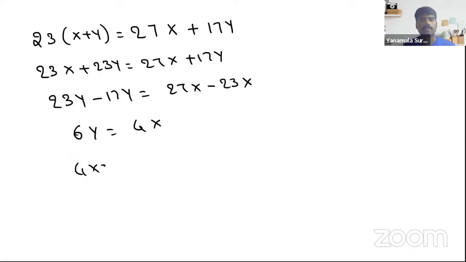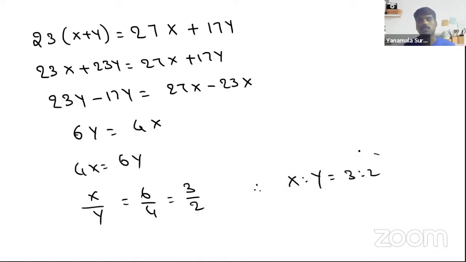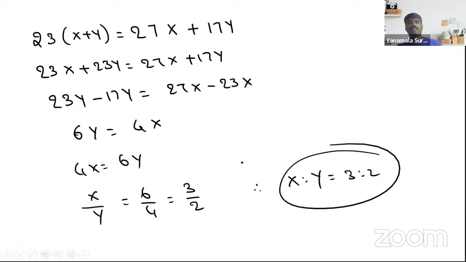Now 4x equal to 6y, x by y equal to 6 by 4. Nothing but 2 3s are 6, 2 2s are 4. Therefore, x is to y equal to 3 is to 2. That's it. Very, very important thing. 3 is to 2 is the correct answer.